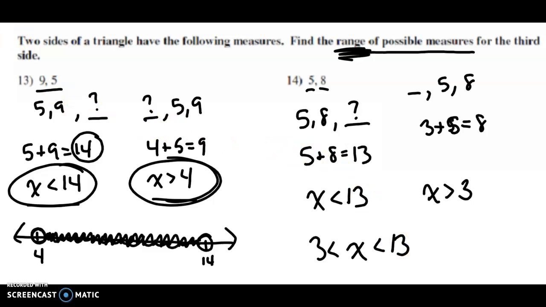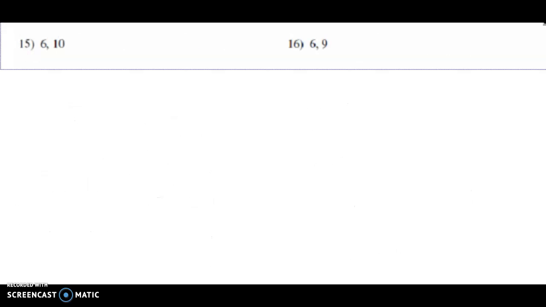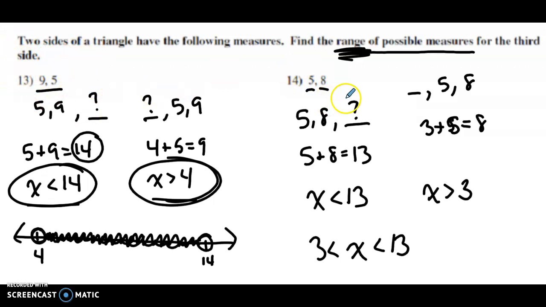or the possible values have to be between 3 and 13. Now, you might be thinking, I wonder if there's a pattern that we can use to make this a little simpler, and there is a pattern that we could use. If we look at these two numbers, and we look at the numbers that we generated, all we did was subtract the two numbers to get the low number, and then add the two numbers to get the high number, and all of our ranges are between those two.